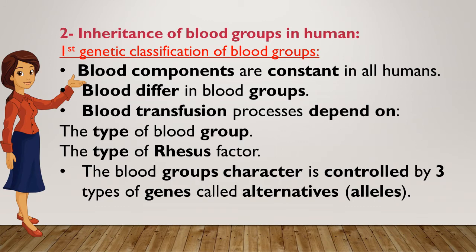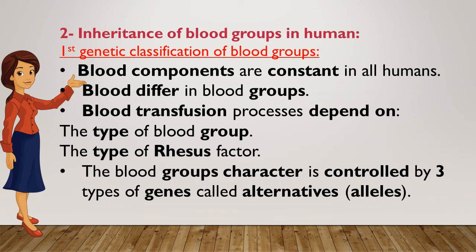But blood differs in blood groups between individuals, as the blood transfusion processes depend on the type of the blood group and the type of what's called rhesus factor or RH factor. In the next slide, we are going to explain the blood groups and the RH factor.